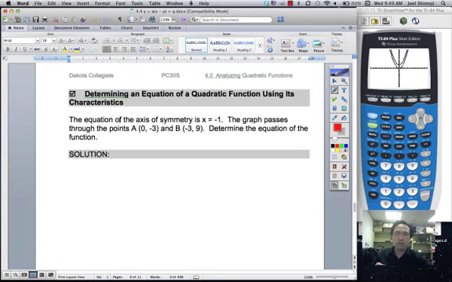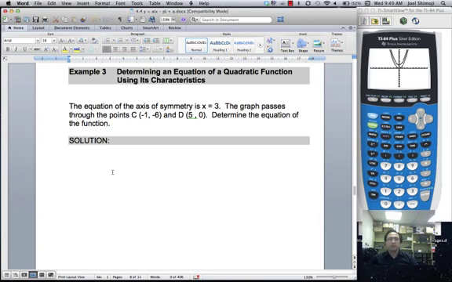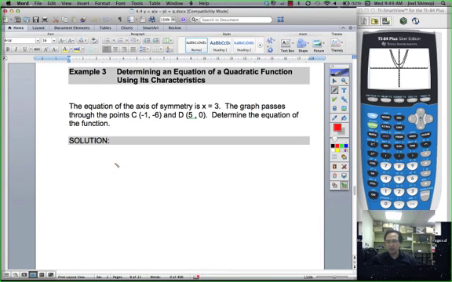Okay, we are moving on to example 3. Determining the equation of a quadratic through its characteristics. So here you have x equals 3. So we know the x value of the vertex is at 3. And we also have 2 points. So we're going to go through a process to figure out what the equation of this parabola is.